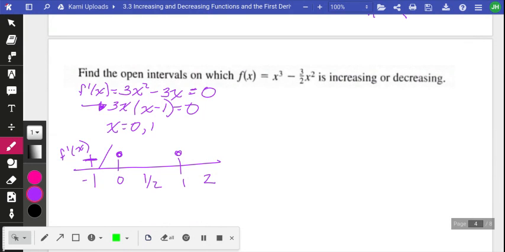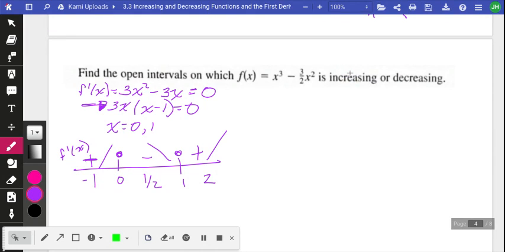3 times 1/2 is a positive number. 1/2 minus 1, again, I'm plugging it in here, is a negative number. Positive times a negative is negative. So that is down. And then if I plug in 2, I have 3 times 2 is a positive number, and 2 minus 1 is a positive number. Positive times a positive is positive, and so I have that. So you kind of see a general shape: it's going to be increasing to the left of 0, decreasing between 0 and 1, and increasing to the right of 1.